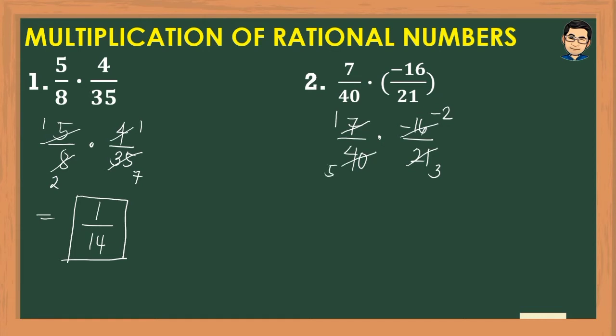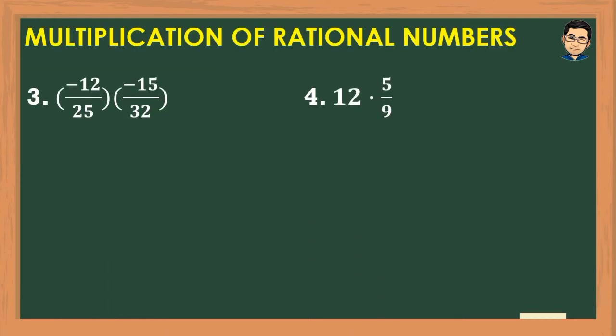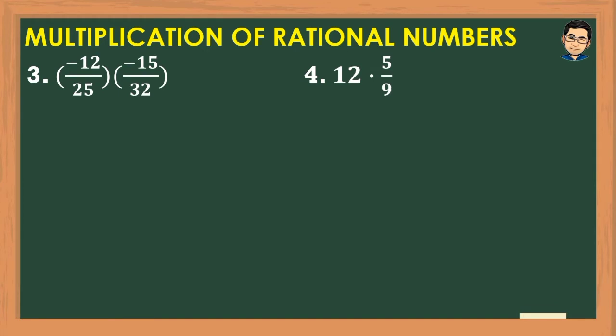As you can see, in the remaining factors we have nothing more to cancel, so we just multiply them. 1 times negative 2 is negative 2, over 5 times 3, which is 15. So, our final answer will be negative 2 over 15. Let's have number 3: negative 12 over 25 times negative 15 over 32. As you can see, both are negative, so when we multiply them, the resulting sign is positive.